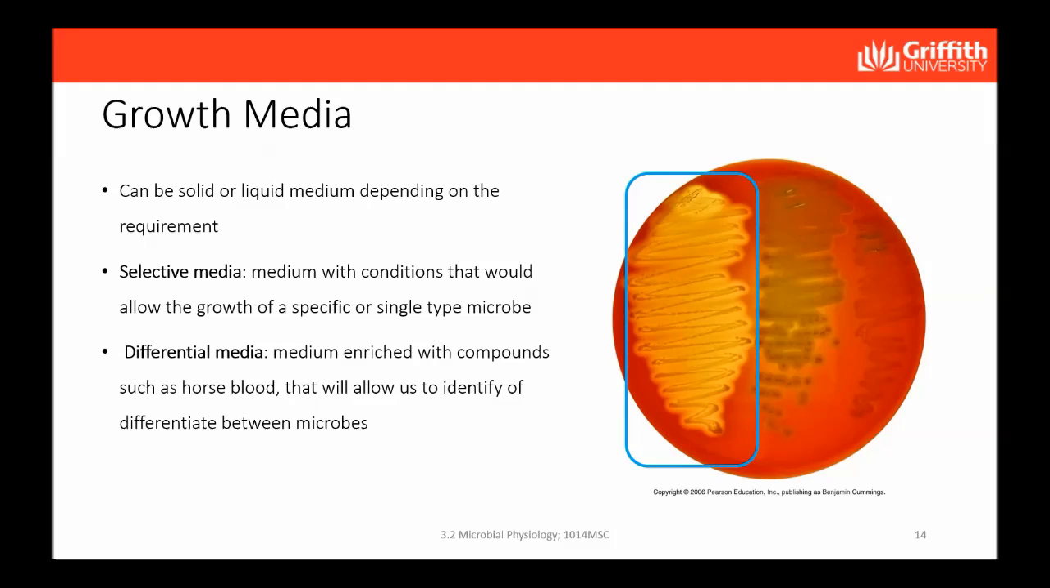Differential media are mainly used to distinguish bacteria based on growth characteristics and biochemical properties, such as a change in the colour of the growth medium surrounding the organism. Differential media is prepared by adding compounds such as horse blood to the medium.